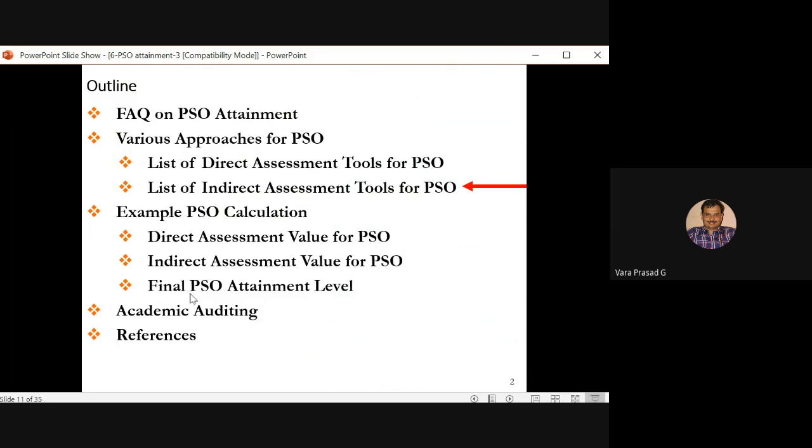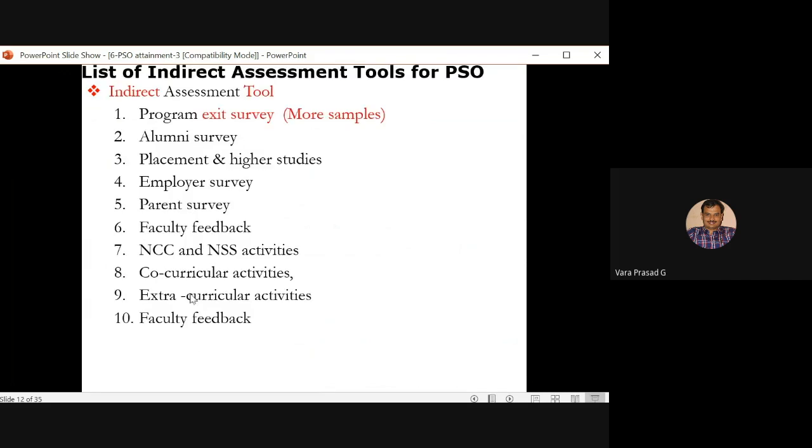Now I'm talking about the indirect assessment tools that can be used in order to measure the PSO. If you look here, I have listed nearly 10 feedback surveys where we can use these tools to measure the PSOs. Now the question arises: how many surveys you are taking is not important for us. How many quality assessment tools you are using, that is important here.